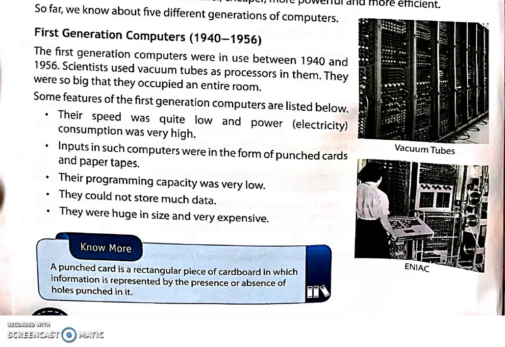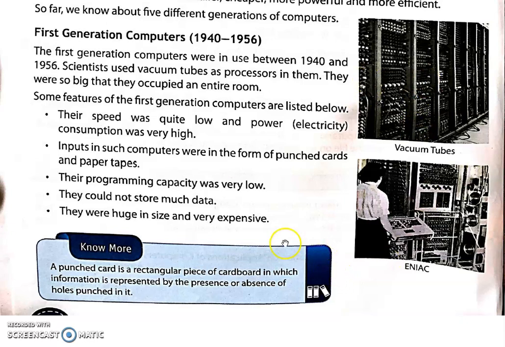Some features of the first generation computers are listed below. The speed was quite low and electricity consumption was very high. Inputs in such computers were in the form of punch cards and paper tapes. I'll show you a punch card in a little while. Their programming capacity was very low. They could not store much data. Today our computer can store terabytes of data, but at that time the data capacity was very low. They were huge in size and very expensive. Only governments or big institutions had computers, not private people.